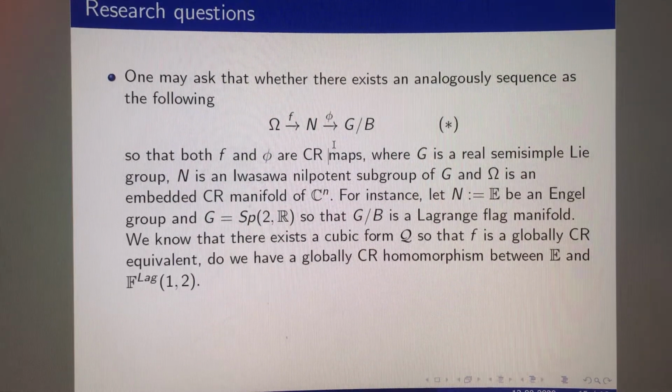of N, and also by the Bruhat decomposition, we know that this G mod B can be decomposed in terms of the N orbits, and the nilpotent subgroup N is actually an open and dense subset of this G mod B. In other words, this G mod B can be viewed as a compactification of N. So my question is, if N has a CR structure, can this compactification still preserve the CR structure from N to G mod B? So this is the first question.